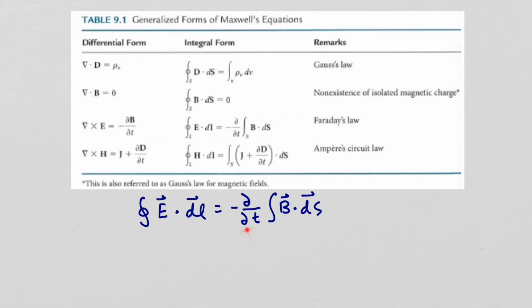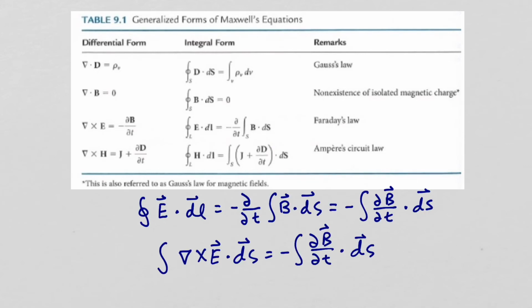I've rewritten Faraday's law in integral form here. If the surface that you're integrating over is not changing with respect to time, we can move this partial with respect to time into the integrand. So on the right-hand side, it becomes minus the integral of the partial of B with respect to time dot ds. I am now going to use Stokes' theorem to rewrite this integration.